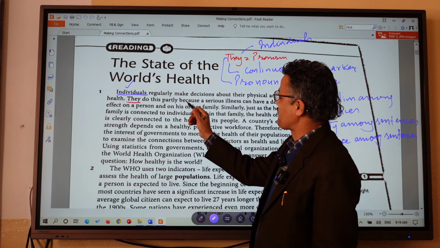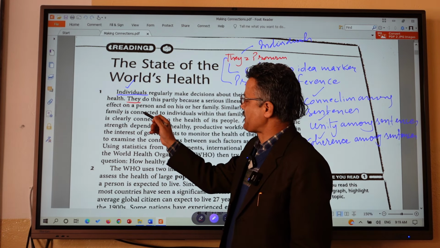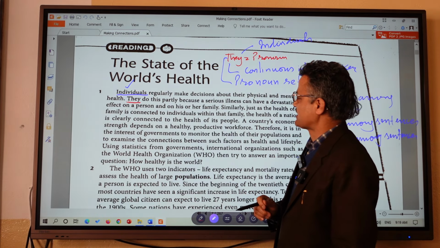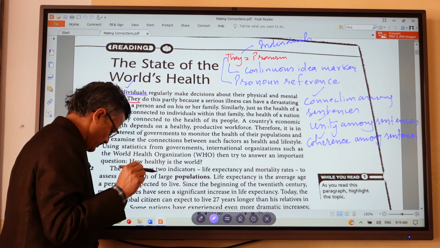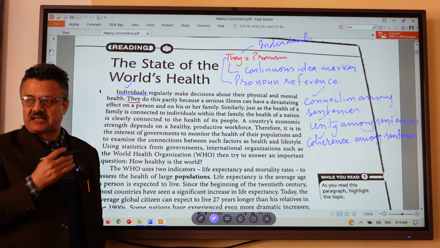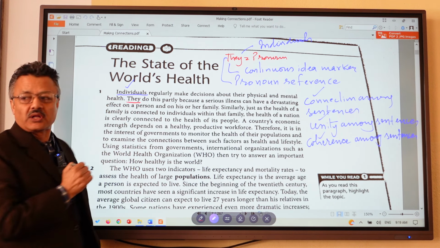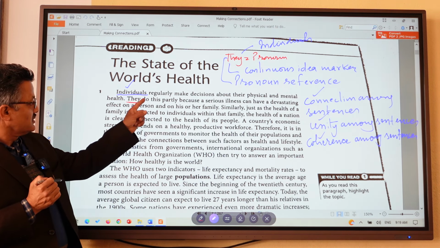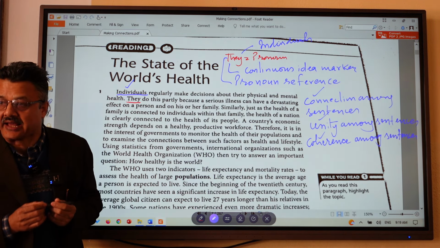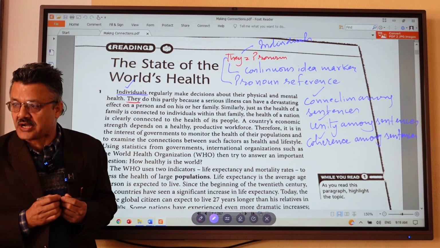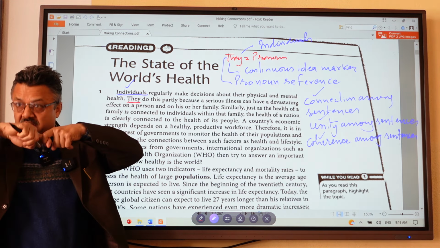They do this partly because a serious illness can have a devastating effect on a person, on his or her family. In the second sentence, they has a meaning, right? It tells who. They means individuals. And without connecting the second sentence's idea to the first sentence, you can't understand the meaning of they. Are you getting my point? And so the word they links the second sentence with the first sentence.